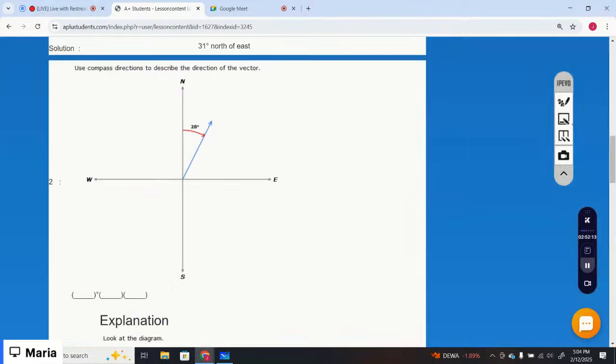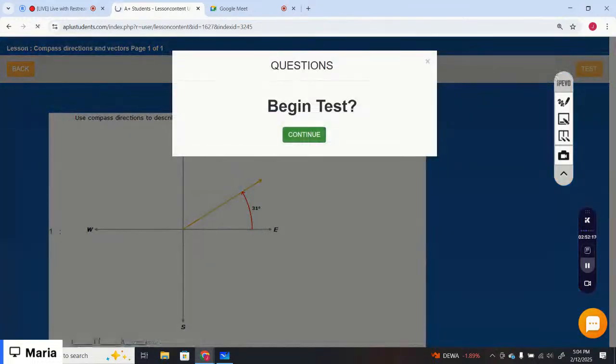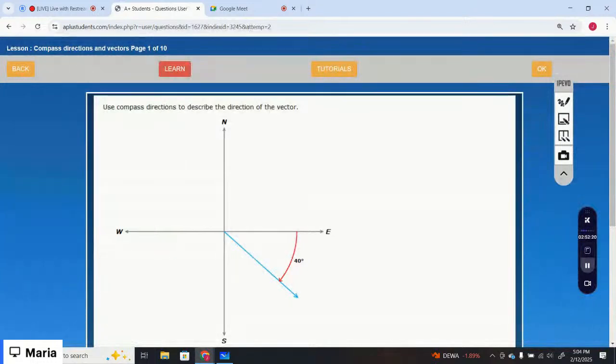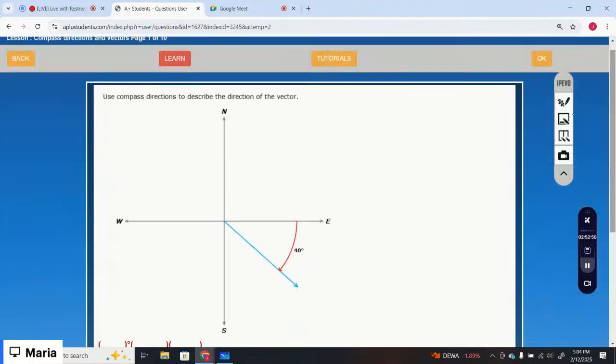Let's just start with the test questions. Use compass directions to describe the direction of the vector. The closest point the vector is pointing to is east, and that is due south. So that is 40 degrees south of east. Option number 1 is the correct option. That is 40 degrees south of east.